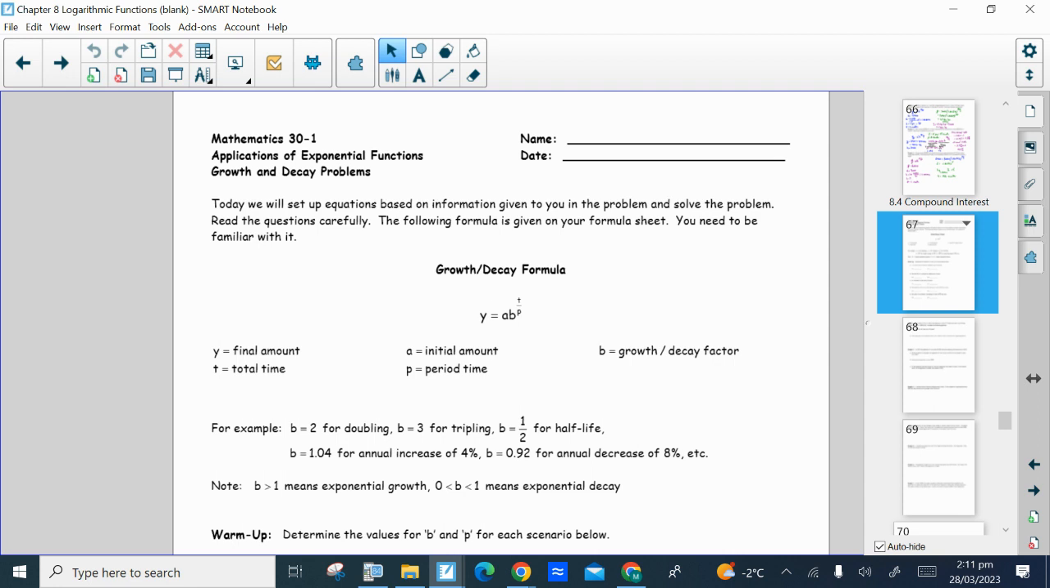So the last application that we can use this exponential function formula for, and we've done some questions already with growth and decay, so we'll just do some more. So again, that's the formula you're given. Y equals a times b to the power t over p. It's on the formula sheet. Y is the final amount, A is the initial amount, B is the growth or decay factor, T is the time, and P, it says period time or the growth time.